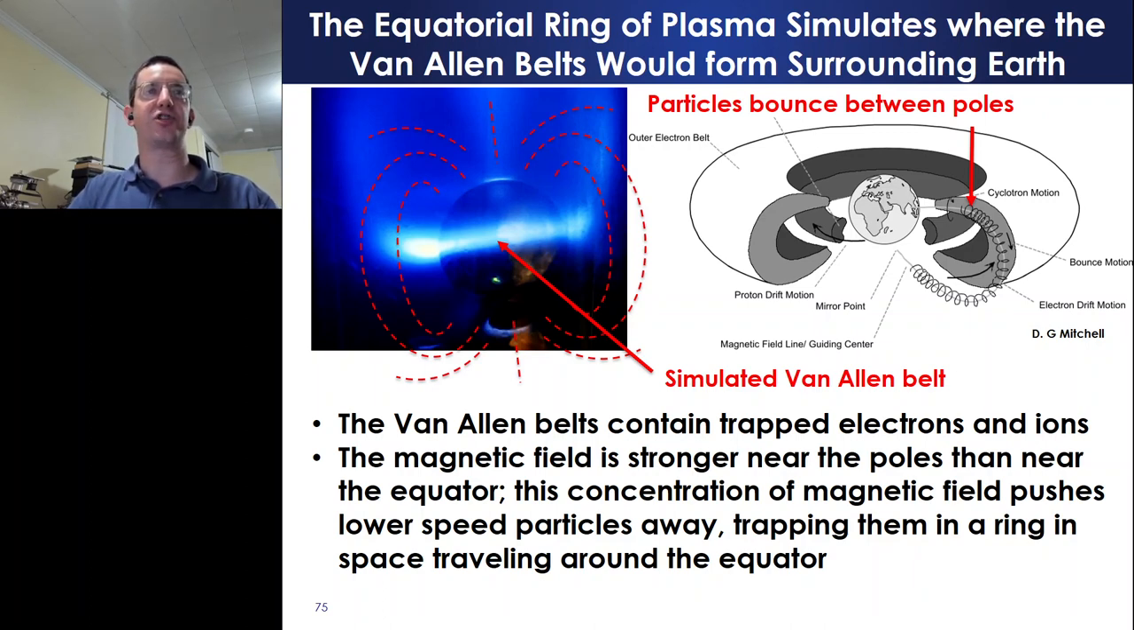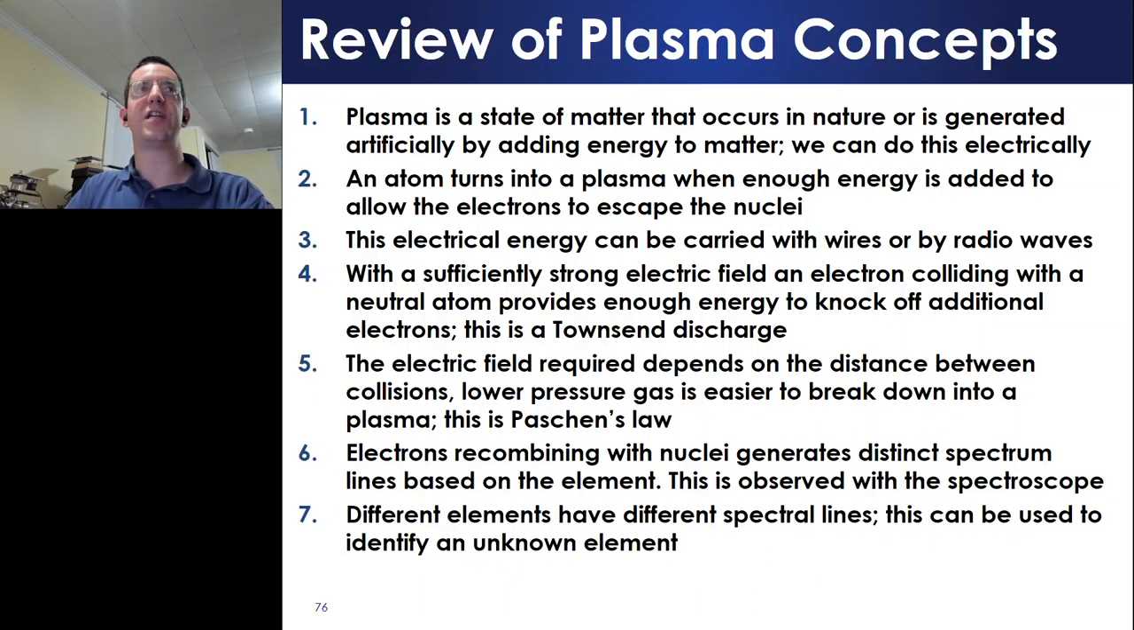The magnetic field is stronger near the poles than near the equator. This concentration of magnetic field strength pushes lower speed particles away, trapping them in a ring of space traveling around the equator of the Earth. These rings of particles form the Van Allen belts. This completes the demonstrations within the plasma demo kit.